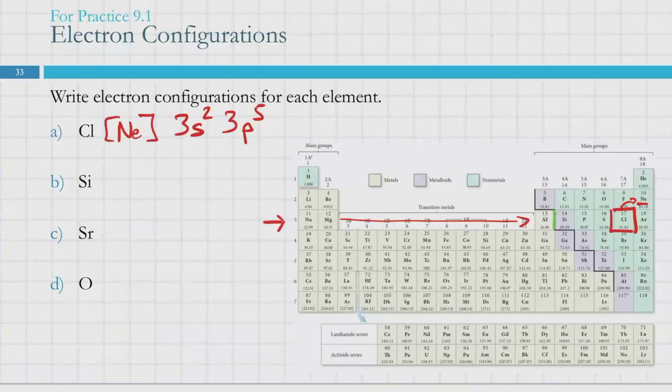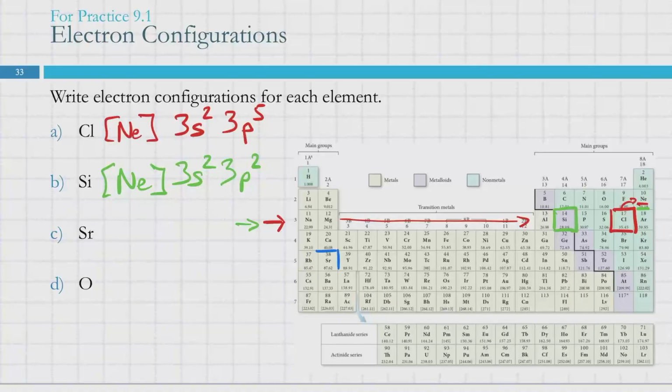For silicon, it's the same previous noble gas. We're also starting in row 3. We hit the S block first, so 3S. We're past the S block, so it's full. Jump across. We're in the row 3 P block, so 3P. And we're in the 1, 2 spot, the second position, so 3P2.